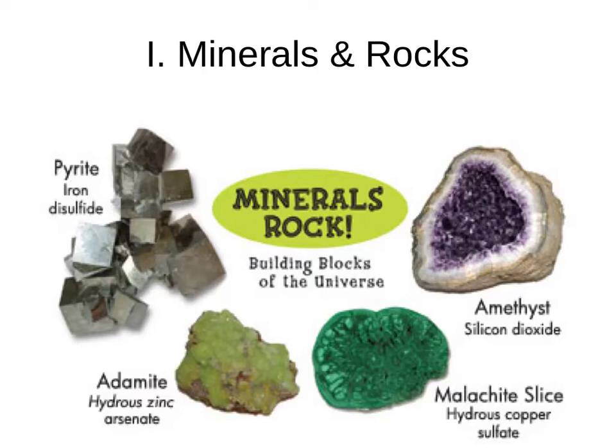So you should write the Roman numeral 1 up at the top of your paper. 1. Minerals and rocks. Pretty easy. This is basically going to lay down the foundation for us to figure out why the rocks in the earth act the way they do, and hopefully it'll give you some idea about the rocks you see in your everyday life. So let's get on it.